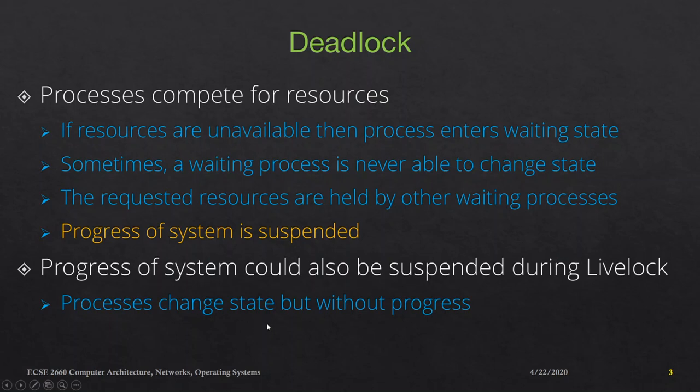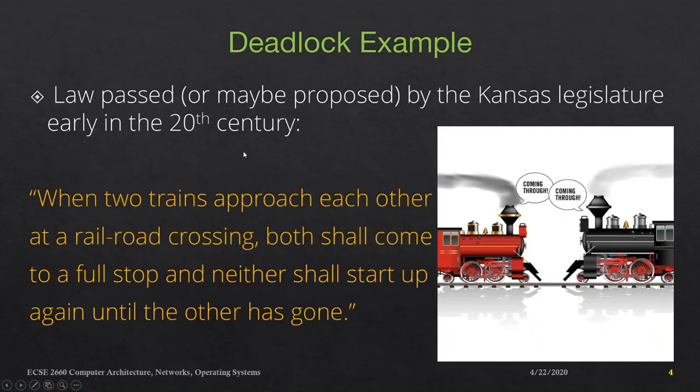So those are essentially what they are, and let's now take a look at a deadlock example. There's a lot of debate about whether this is true or not online. However, for the sake of this discussion on deadlock, it serves a good purpose. So there was a law passed, allegedly, or maybe it was just proposed by the Kansas legislature in the early 20th century, that when two trains approach each other at a railroad crossing, both shall come to a full stop, and neither shall start up again until the other has gone.